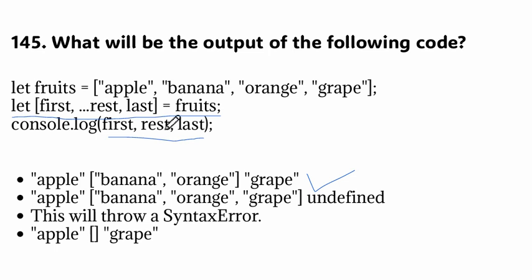Banana and orange will take place at rest, and grape, which is the last element inside the structure, will take place at the last. So the first one is the correct part.